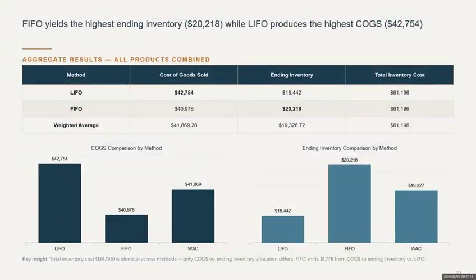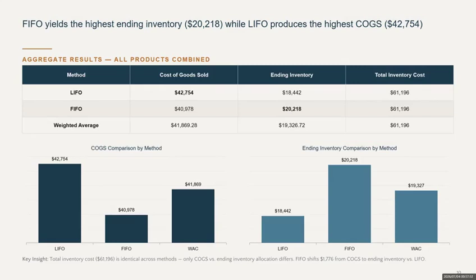As shown in the table, the total inventory cost calculated using all three valuation methods is identical, which is about $61,196. And the only difference lies in how cost of goods sold is allocated to ending inventory, which constitutes the fundamental principle of inventory valuation logic. And different accounting methods produce distinct quantitative differences.